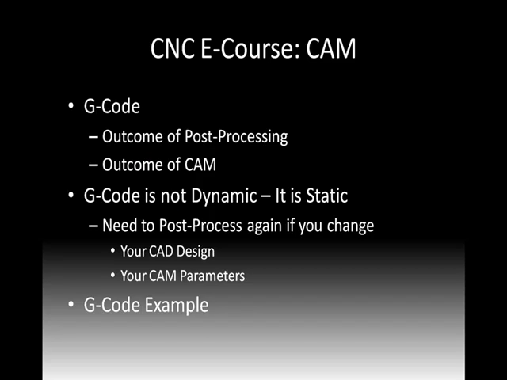So once we post-process, we have a file left over, and that file is filled with G-code, which is the language of CNC. It's what a CNC machine runs on. And G-code is the outcome of the post-processing and the outcome of the CAM process. It's what we're left over with when we're done.